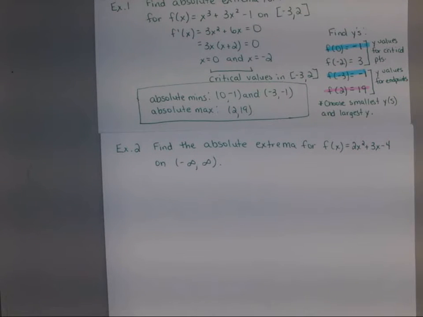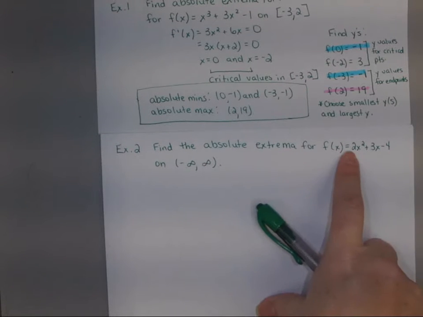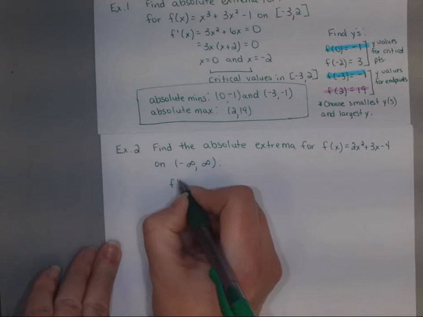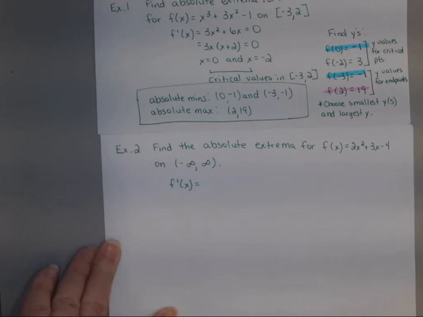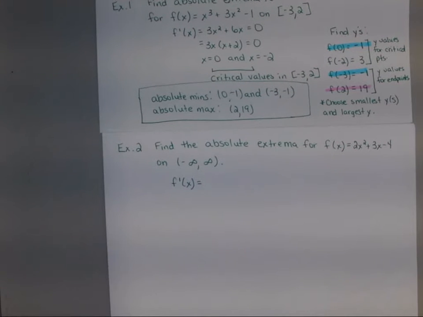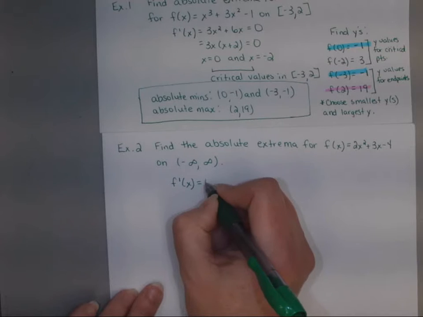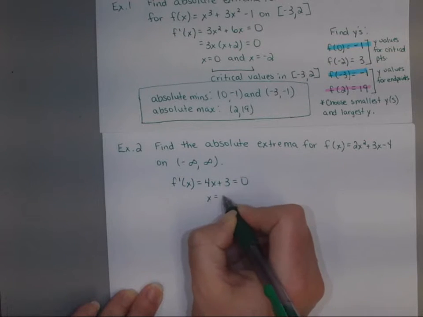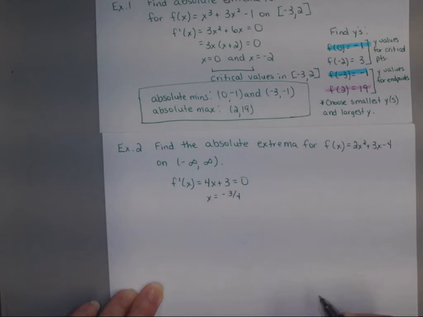So it's probably helpful if we know what kind of graph this is, and we should from algebra, right? What kind of graph will this be? A parabola facing which direction? Upward, because that 2 is positive, which means we're going to have a min, but no what? No max. Okay, so let's go ahead and find the critical value. So the critical value is going to be whatever makes the first derivative 0. Okay, so what is the first derivative? 4x plus 3. So we have x equals negative 3/4.